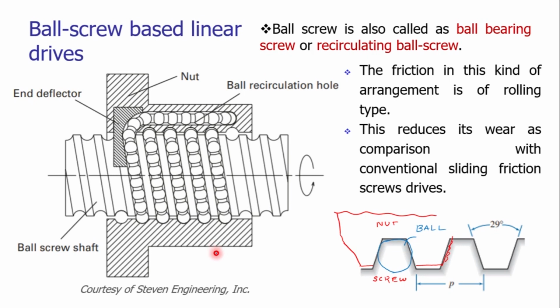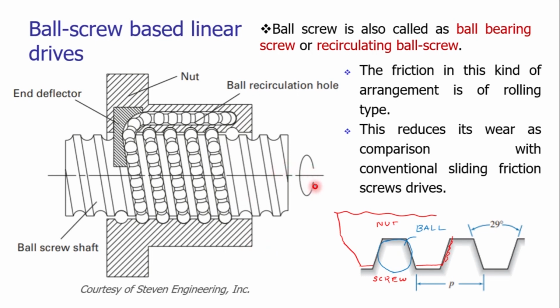But the problem in circulation of these balls is that if you don't restrict them, they may come out of the nut. So we have to recirculate them, we have to reuse them for the transmission of power, transmission of motion. So for that purpose, a variety of arrangements are there.